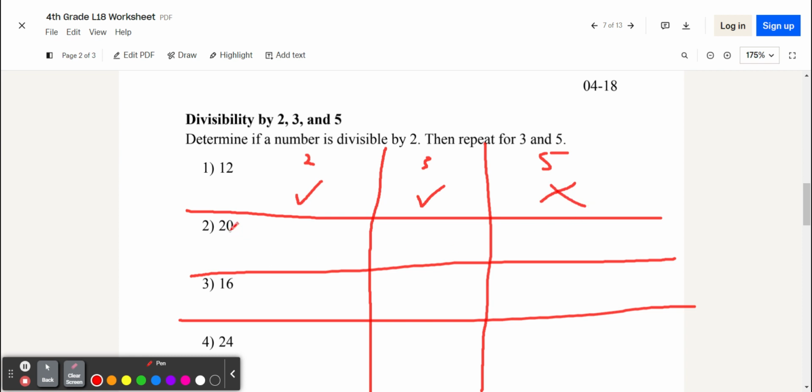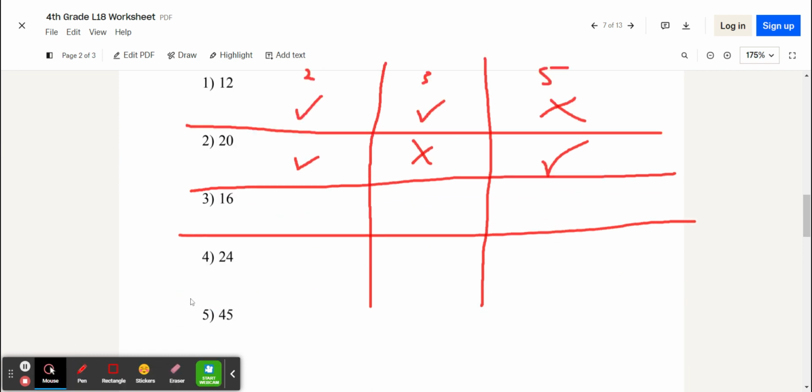Moving on to 20, it ends with the 0. That's even, so it's a check mark. If we add up 2 and 0, we will get 2. 2 is not divisible by 3, so that's an X. And then lastly, it ends with a 0, which means it is divisible by 5.